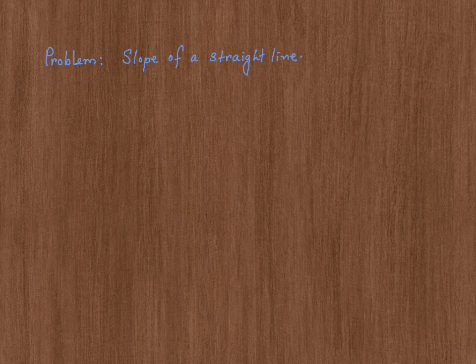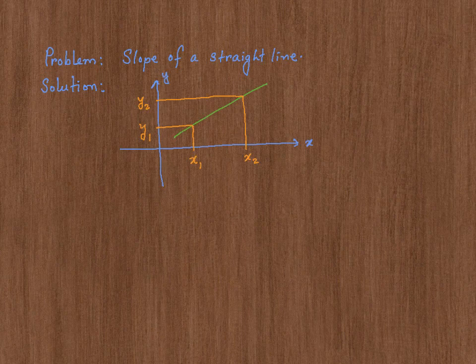In this video, we are going to discuss the slope of a straight line. Please note that the slope of a straight line is change in y divided by change in x. Let's look at this example.